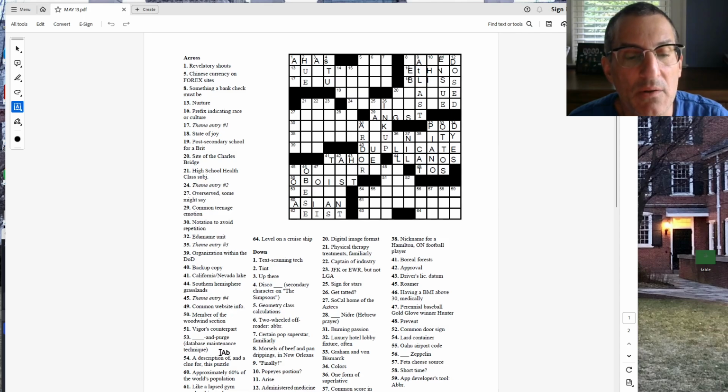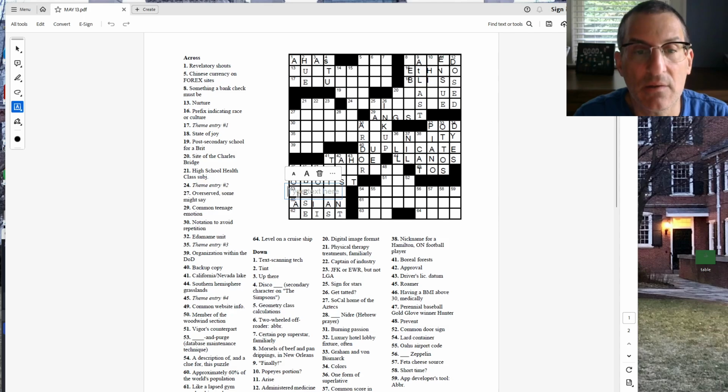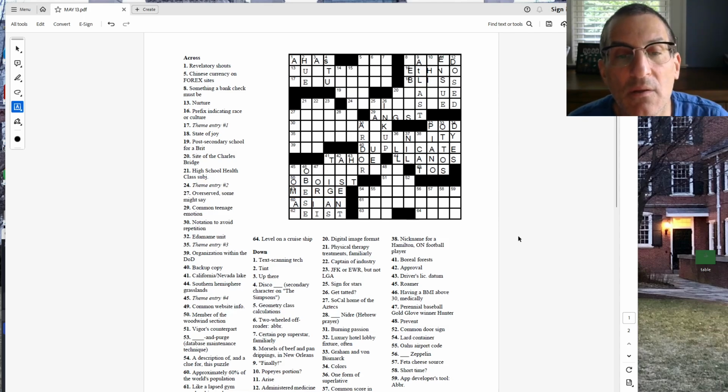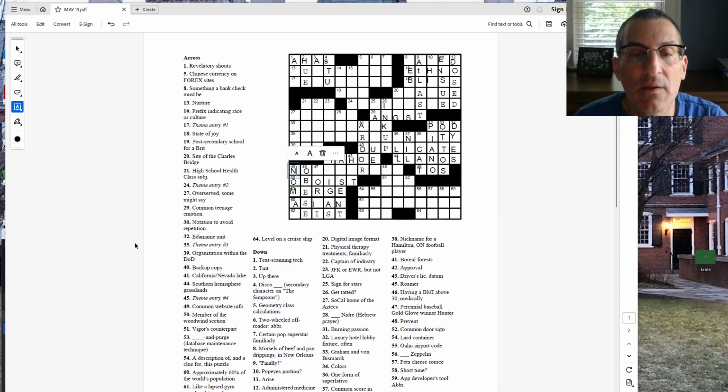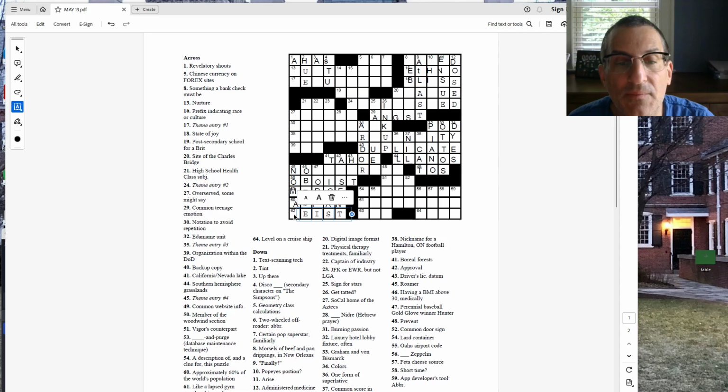53, something in purge, database maintenance, merge and purge. So we'll put that one in too. There's your M, a little out of bounds at M. Merge and purge. Nomad. All right, a roamer could be a nomad. It is a deist.